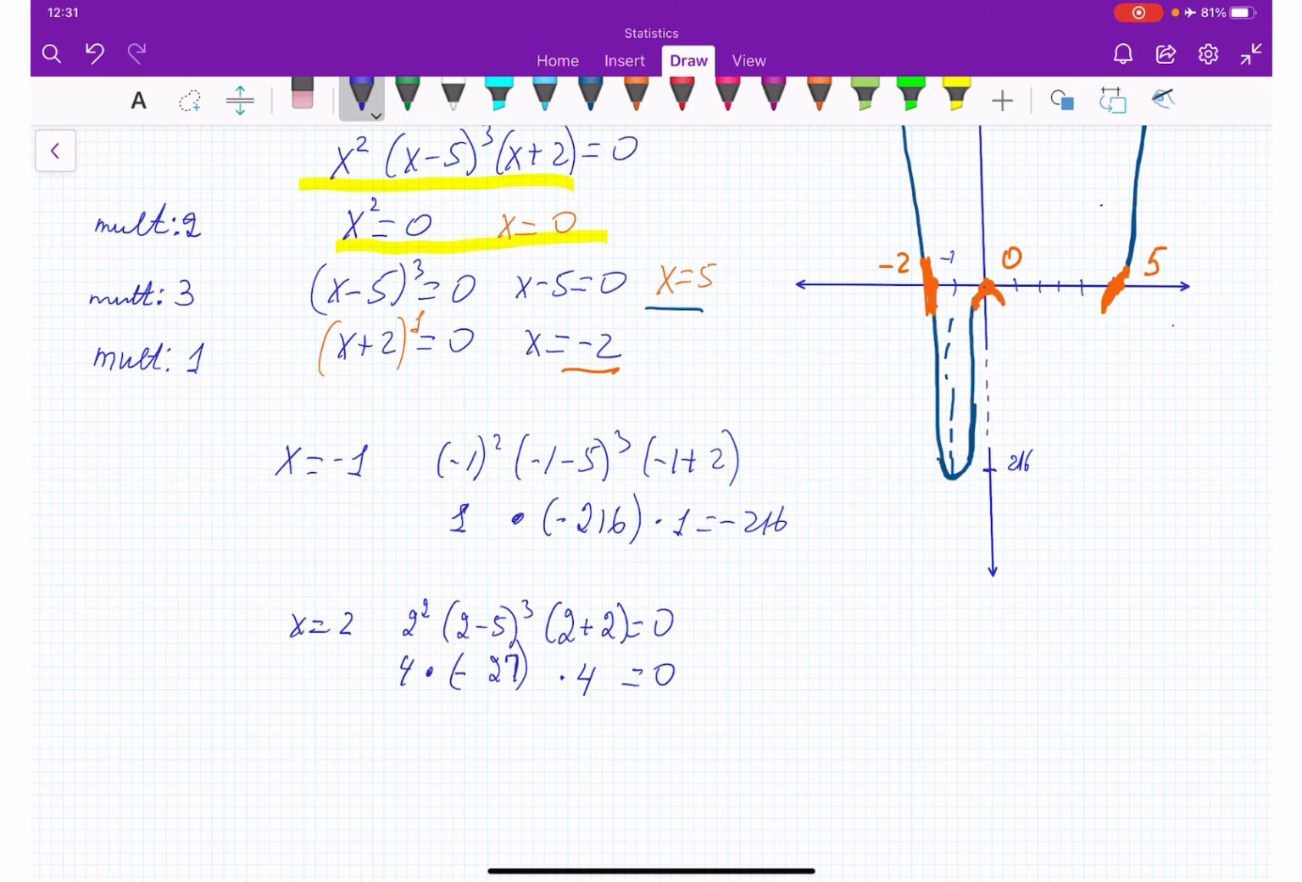Negative, I don't know why I put negative. Negative 432. So it's going to go deeper than this, right? And this is 2. Since the middle is 2.5, my turning around point is going to be here at 2.5. I just picked 2 so it would be easy to calculate.